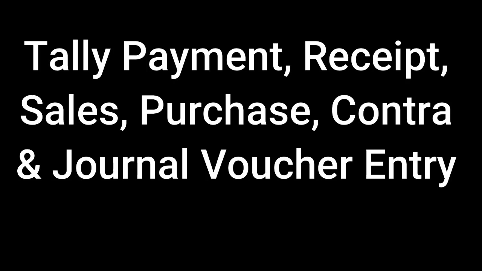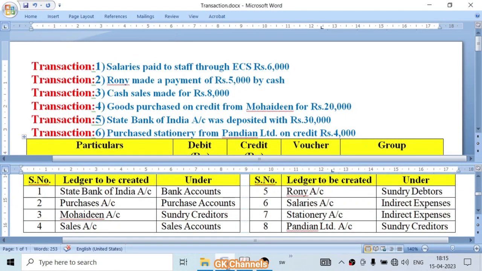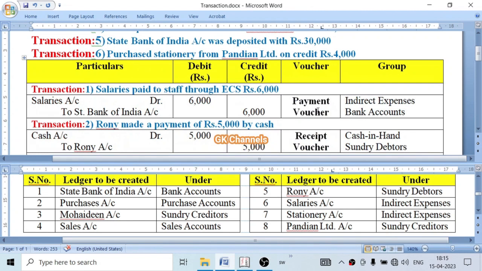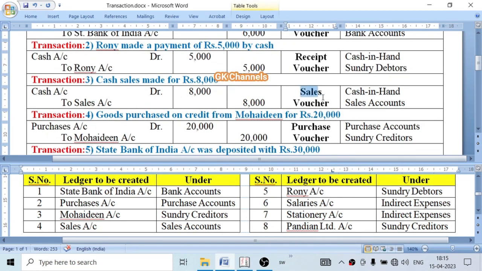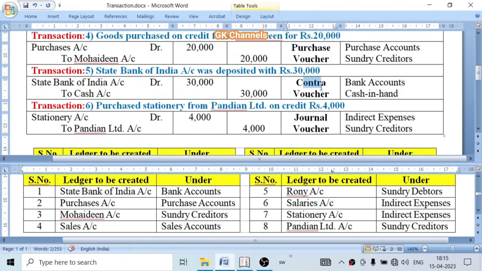In this video, we are going to see accounting voucher entries, 6 main accounting voucher entries by using these 6 transactions. So, these 6 transactions depict the main accounting vouchers such as payment voucher, receipt voucher, sales voucher, purchase voucher, Contra voucher and journal voucher.